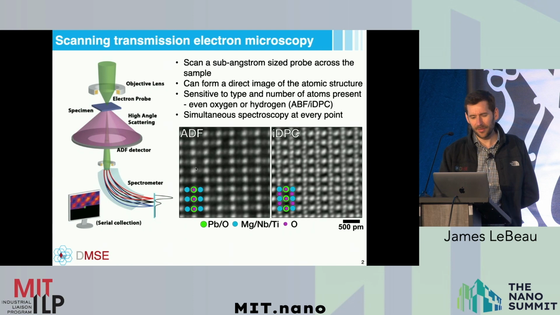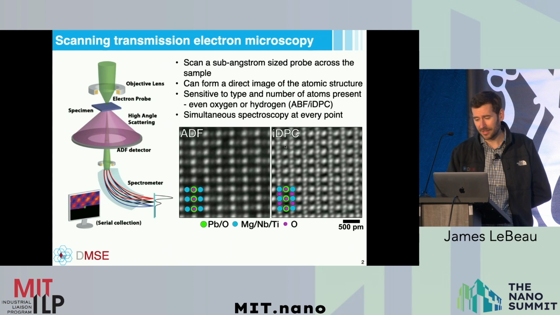This is an annular dark field image where you see the intensity of this image corresponds to how heavy the atoms are at those locations. So you can see the lead oxygen positions are the brightest. The magnesium, niobium, and titanium are the second brightest in that, and then oxygen is invisible in ADF. We can use techniques like differential phase contrast imaging to reveal the oxygen positions.